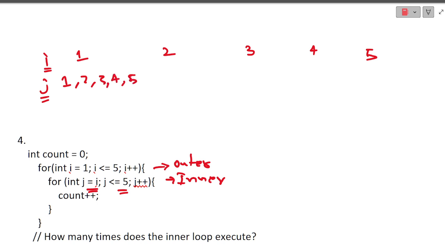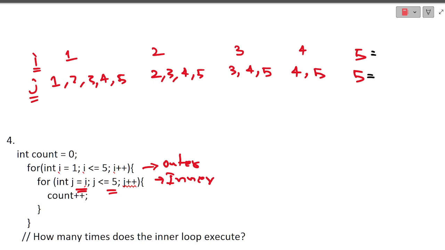For the second time, it will again start from i. The value of i is 2. So 2, 3, 4, 5. Then this will be 3, 3, 4, 5. The value of i will be 4, 4 and 5. Then the value of i will be 5, then 5. See, things are becoming again very easy. Inner loop, outer loop. i is my outer loop, j is my inner loop. So this is 5 times, this is 4 times, this is 3 times, then 2, then 1.